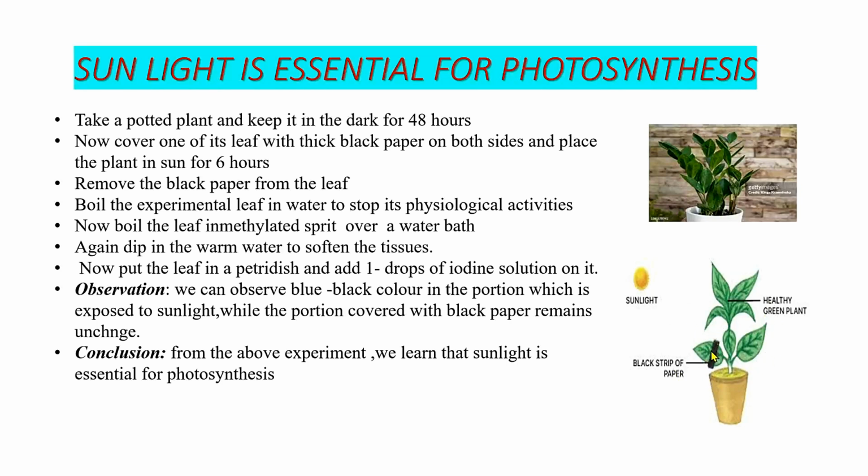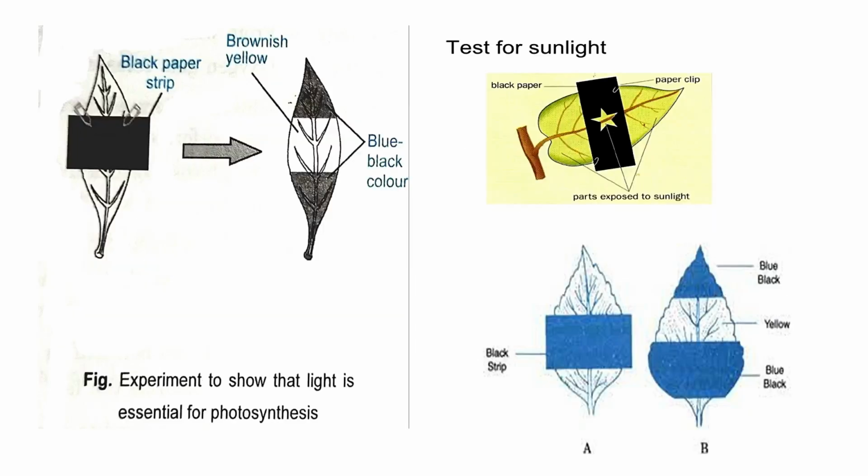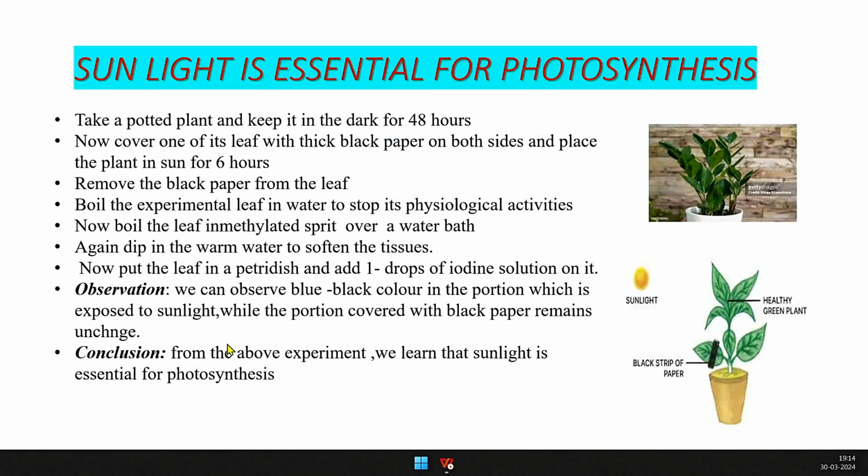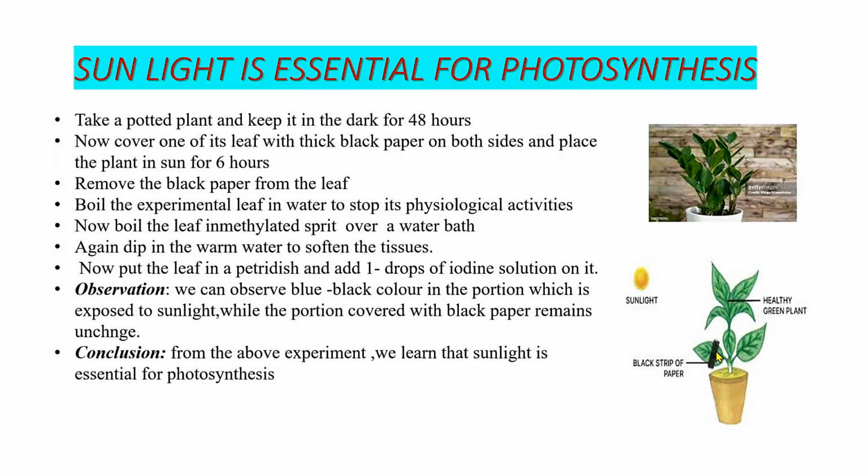But wherever this black paper is inserted on the leaf, covering the leaf, it is unable to get the sunlight. So, it cannot prepare the food. So, for that, we will observe. You can see that again the starch. See here, with the help of these clips, we kept this black paper, and we have to keep that black paper while the leaf is attached to the plant only.